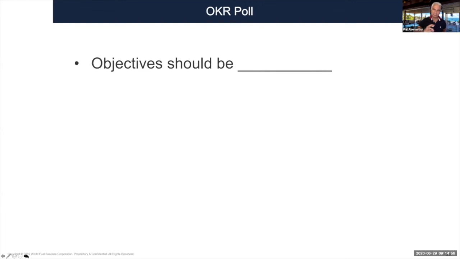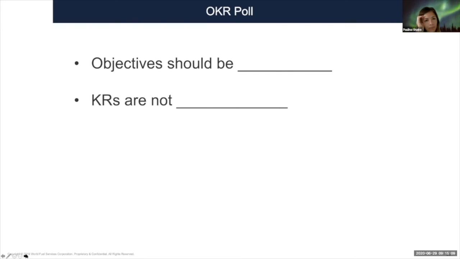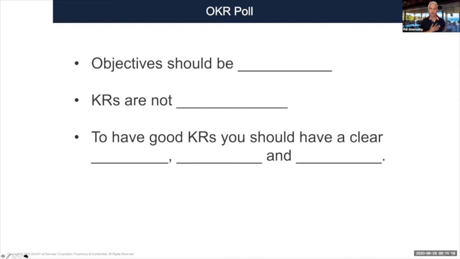The key results, the KRs, they are not, give me a couple of words here. We said KR should not be strategy. What else? Activity. They are not activities. Very important. They're not activities. They're definitely not strategy. To have good KRs, you should have a clear dash, dash, and dash.